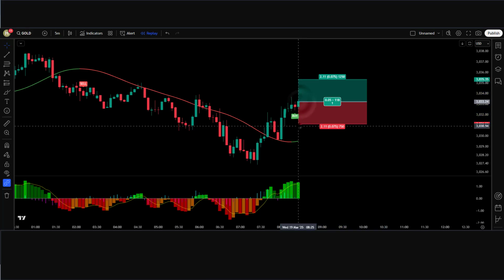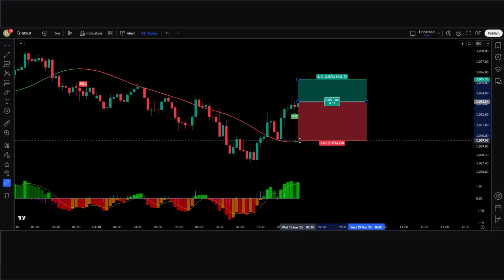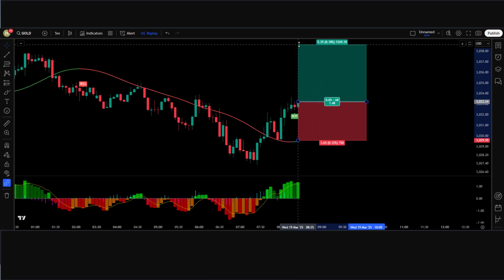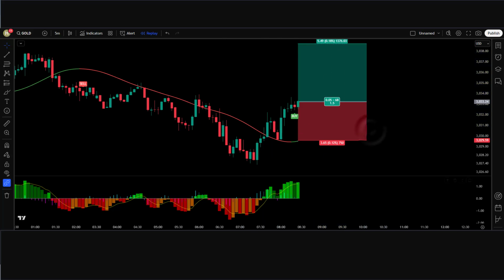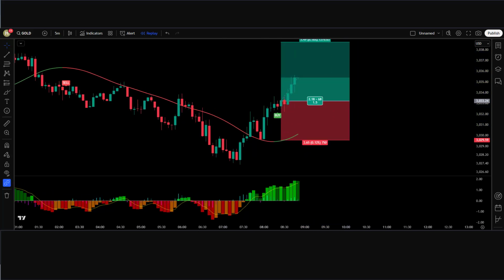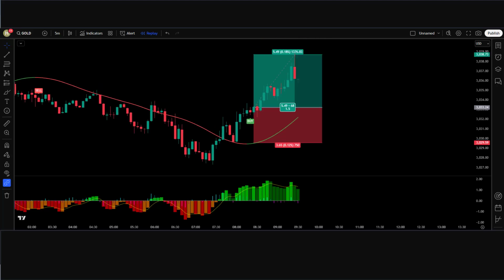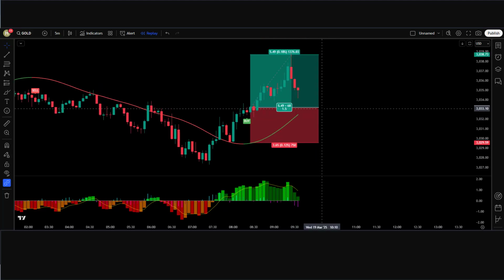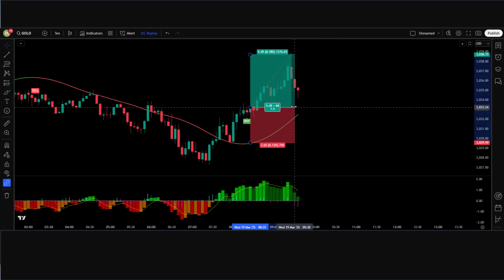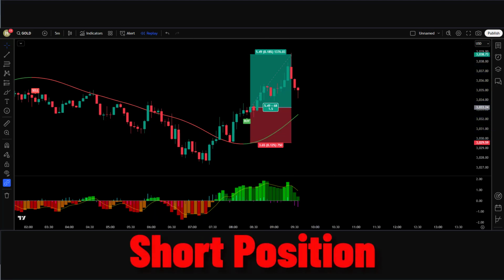Our stop loss will be placed at the current market's lower level. And the risk to reward ratio will be 1:1.5. The market has completely hit the target. Now let us understand the short position.